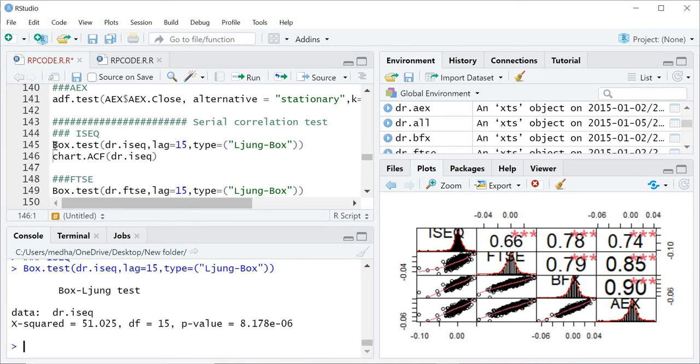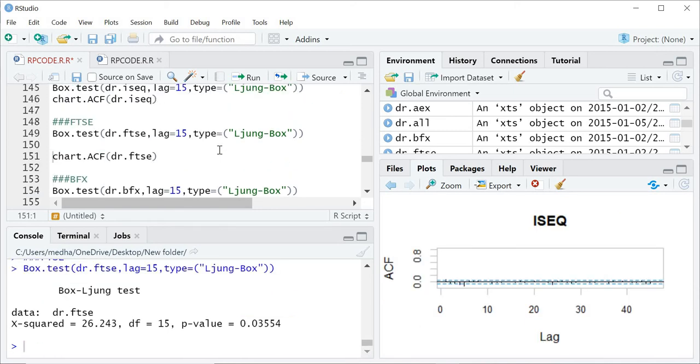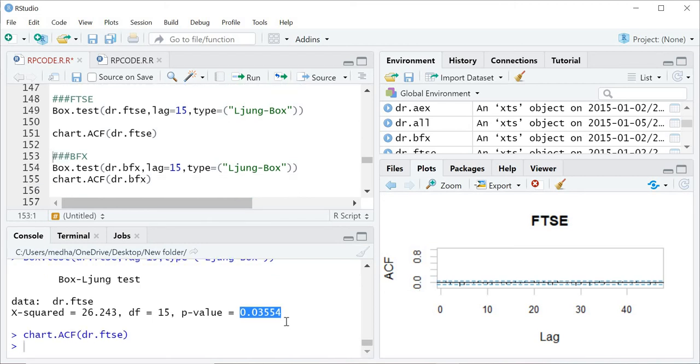So the first test is on the Ireland market index, and the p-value is significantly smaller than my level of significance of 1%, and hence the Ireland market rejects the null hypothesis of no serial correlation. For FTSE, I could see that the p-value is significantly higher than my level of significance of 1%, and hence FTSE is following a random walk. It is not following a serial correlation.